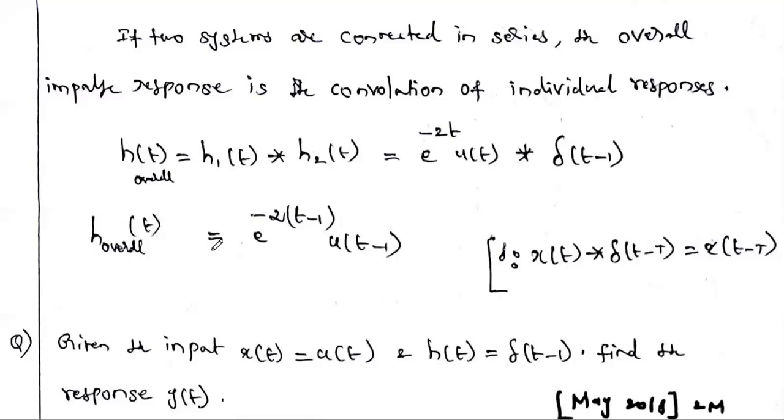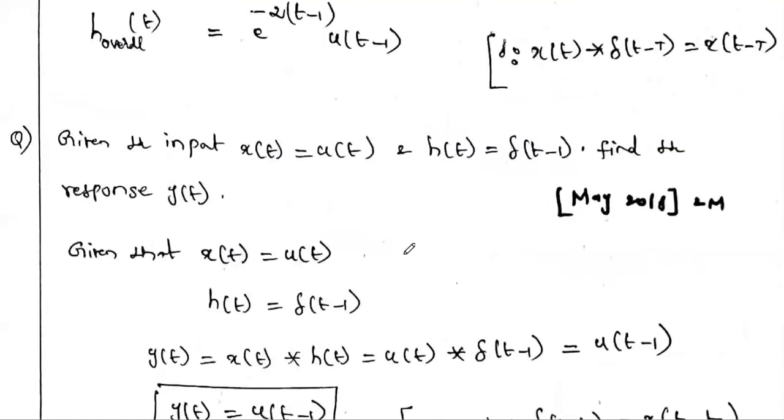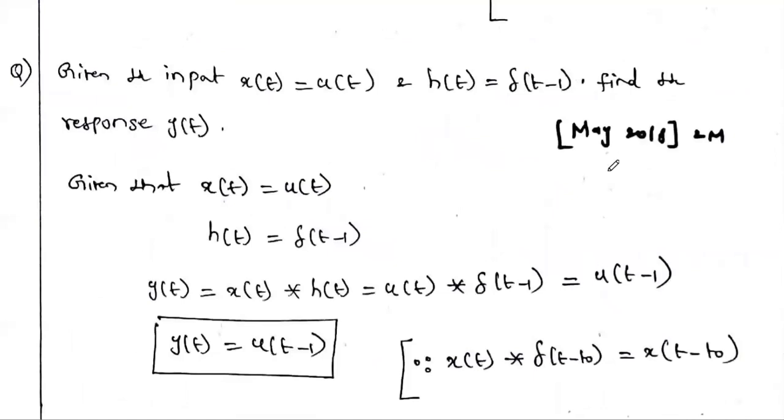So the overall impulse response is e power minus 2 into t minus 1 into u of t minus 1. This is the overall impulse response of the system. That is one question. Similarly, you see the next one, a May 2018 question. Given the input x of t equal to u of t and h of t equal to del of t minus 1, find the response y of t.